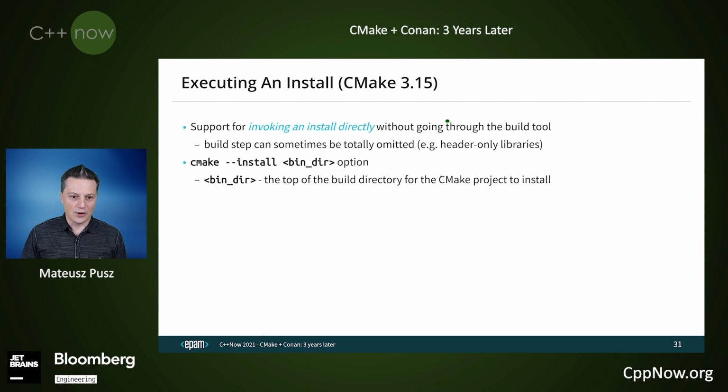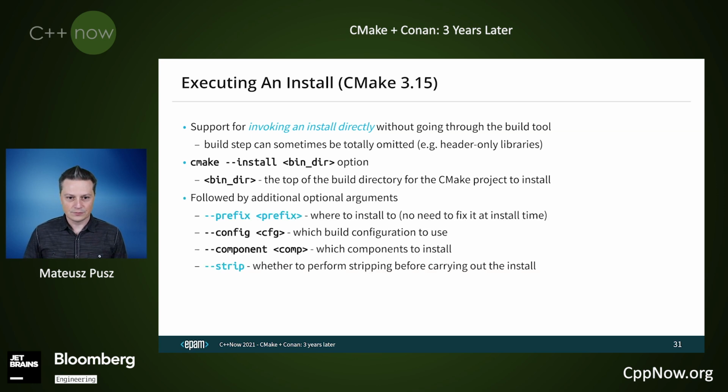Additionally, okay, this is the syntax. So you just call CMake --install and provide the directory where your binaries of CMake are, and they will be installed. So it's again one more layer of being independent from the build tools, from the underlying build systems.